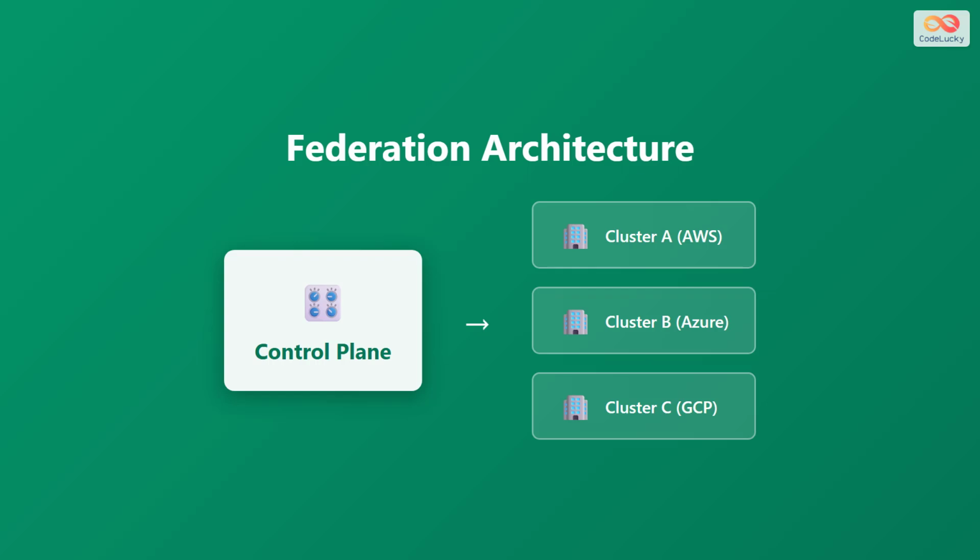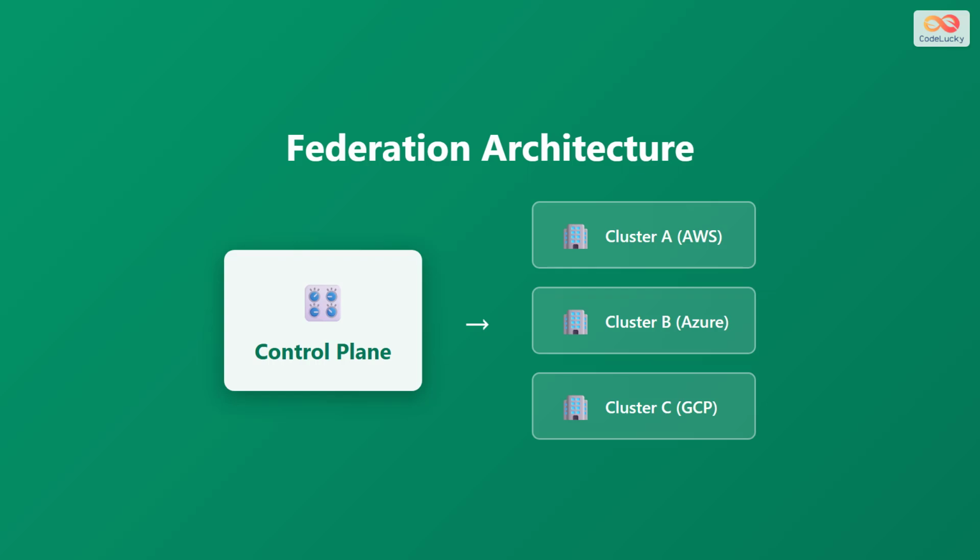The architecture of Cluster Federation follows a hub-and-spoke model. At the center, you have the control plane, which acts as the central management layer. This control plane connects to multiple member clusters, which can be running on different cloud providers.